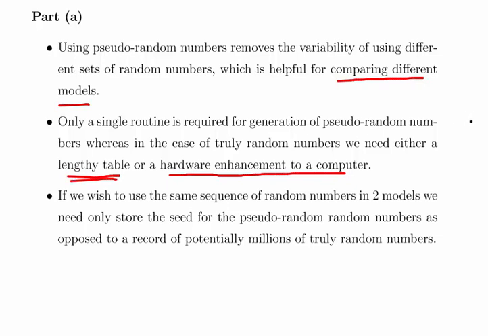So, essentially a computer program can do it, and it's one of the things that people will now be able to do with programming languages like R or Python, is to generate random numbers. And if we wish to use the same sequence of random numbers in 2 models, we only need to store the seed, which is the sort of initial conditions that I was talking about, for the pseudo-random numbers, as opposed to a record of potentially millions of truly random numbers.